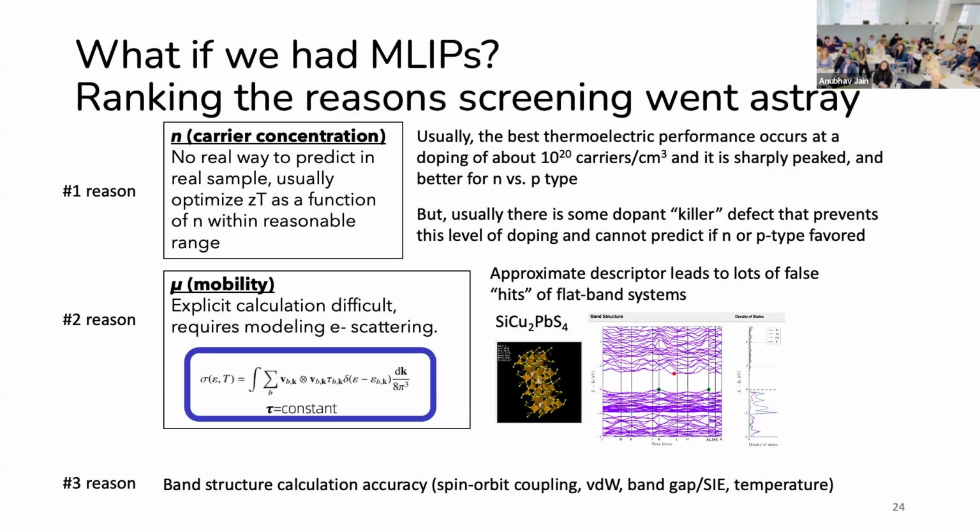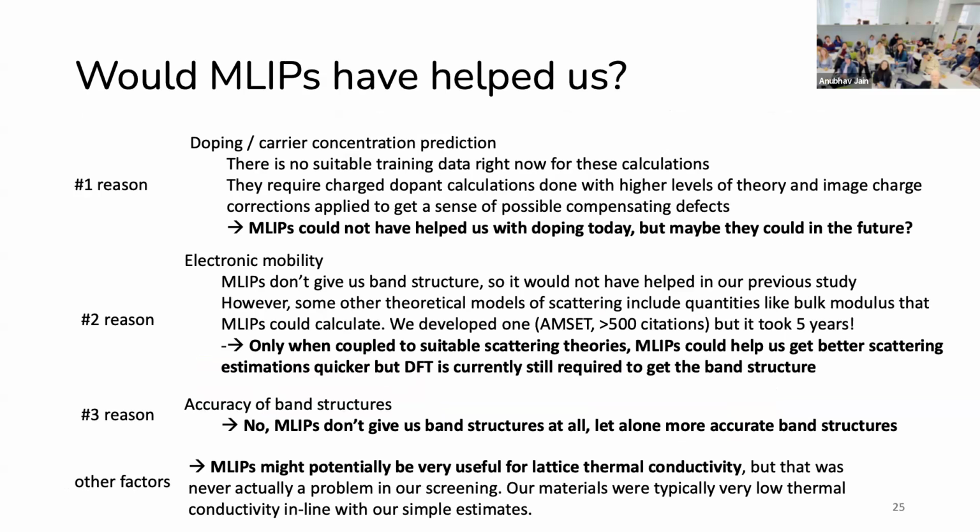So what if we went back and said, okay, now we have the fanciest machine learning potential that exists today. Could we have gone back and found the greatest thermoelectric? So here's my opinion. Sorry, this is a busy slide. Number one is the doping. There's no training data right now for doping of materials. And in order to actually do the calculations correctly, you need to do what are called charge doping calculations with higher levels of theory and these image charge corrections applied, et cetera. These are not in the machine learning potentials today. So I have zero confidence that they'd be able to predict doping. Even though they could give you answers quickly, I don't think they would give you accurate answers. So I don't think that machine learning would have helped us with predicting doping today.